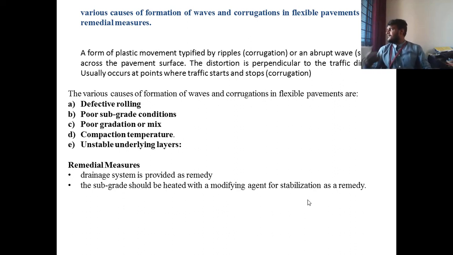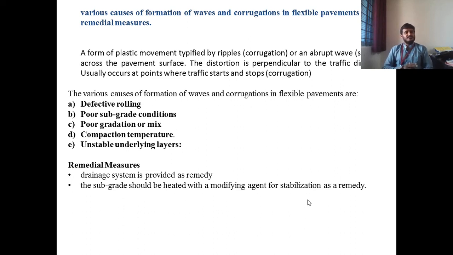Okay, so what happens here is in places where the traffic starts or stops, especially in the case of signals, intersections. Usually when there is a signal, we tend to stop the vehicle. After the signal is over, you get a green signal, so you start the vehicle, accelerate and move on. Due to this reason, at that particular spot, we are likely to come across this kind of formation of waves and corrugations.